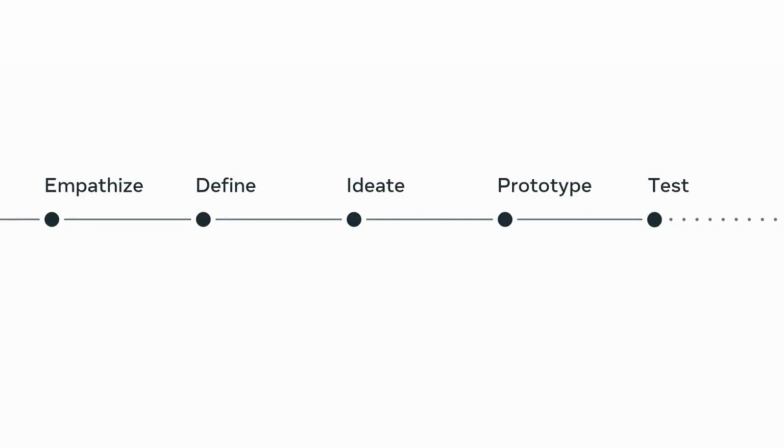The 5 stages of the UX process are empathize, define, ideate, prototype, and test. It is important to keep in mind that UX is an iterative process, which means you may have to go back to the previous stage to adjust and refine it.